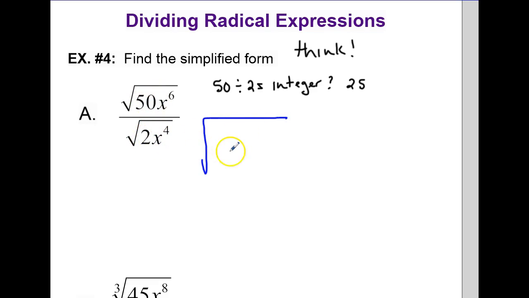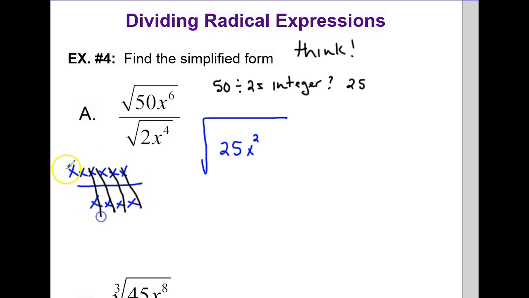50 divided by 2 gives me 25, and x to the 6th over x to the 4th gives me x squared. Remember, I have x to the 6th on top. I've got x to the 4th in the denominator, and these start canceling out. 1, 2, 3, 4. I'm left with x squared. So this is much easier to deal with.